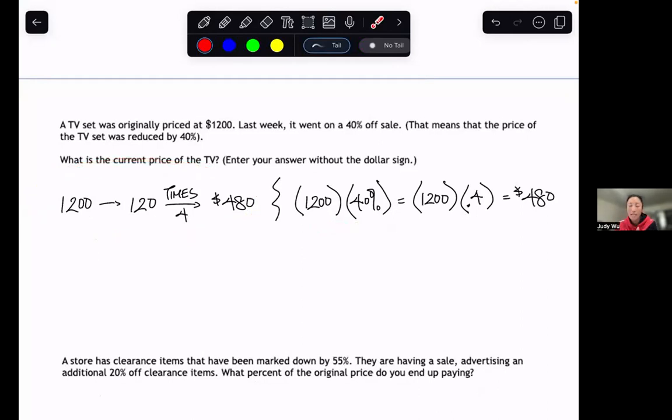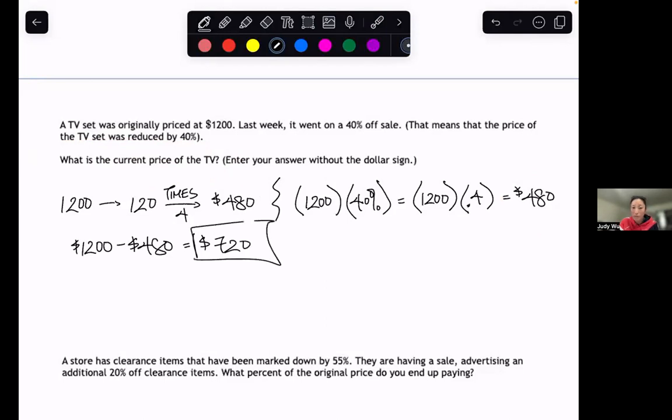Okay. But here's the thing. This doesn't say how much do you save. It says how much do you pay, right? And I think a lot of times when we think about sales, we think how much we're going to save, but it's also nice to know how much you're actually going to pay. And so we could sort of do a step 2 where we do the original price minus the sale price, which will tell us that this TV, we would only pay $720 for the TV, okay?